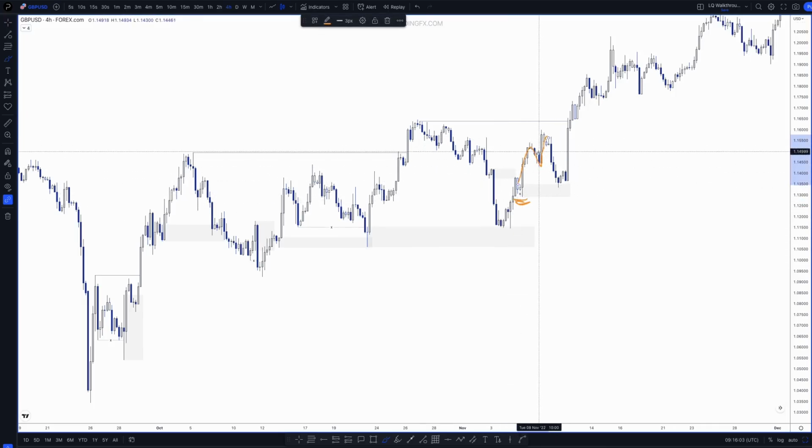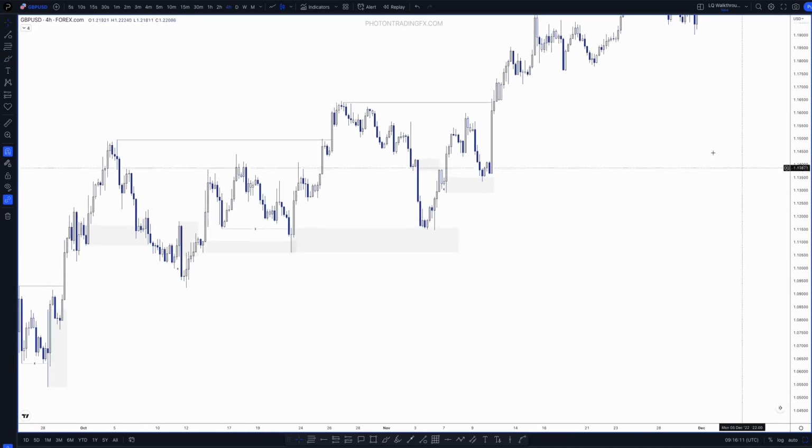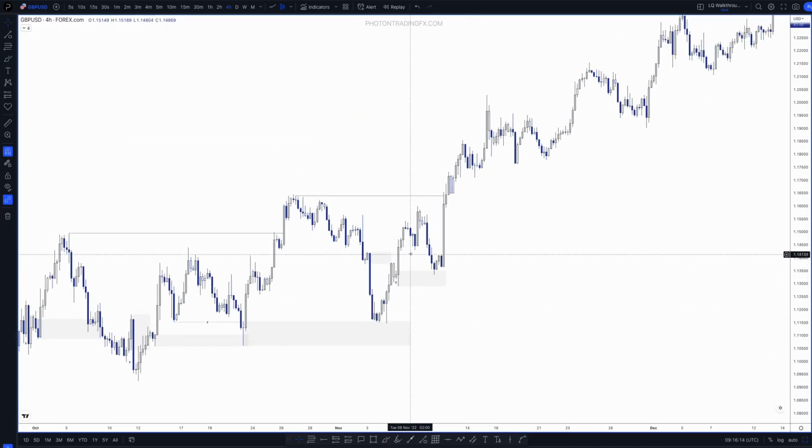And then again, what happens? Entices early buyers into the market. They get liquidated. And then we come into that last level there and then we go. Okay. So this is somewhat of a sweep POI again. It's a little bit far away. It's kind of what I was saying, right?